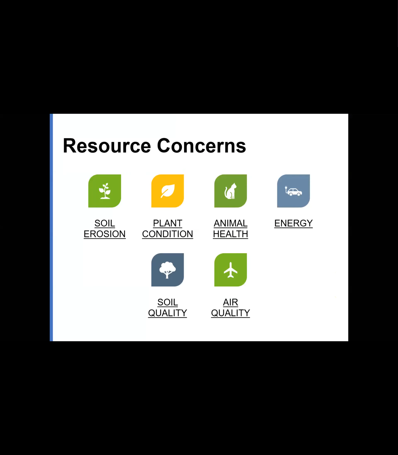Yeah, this is very important because we're looking at the resource concerns, and it's based on the resources that you have on your land or your property. We're looking at soil erosion, plant condition, animal health, energy, soil quality, and air quality. So if you are signed up with FSA and you have a farm number, then we can provide technical and financial assistance to you.